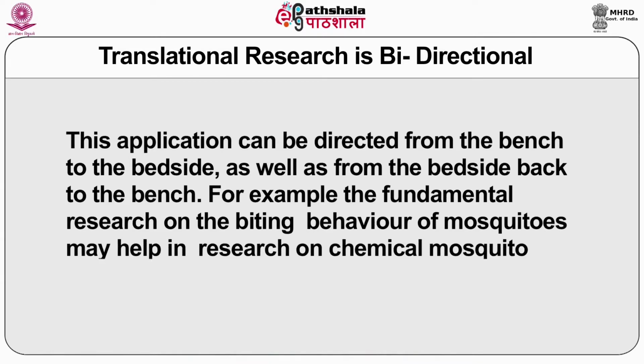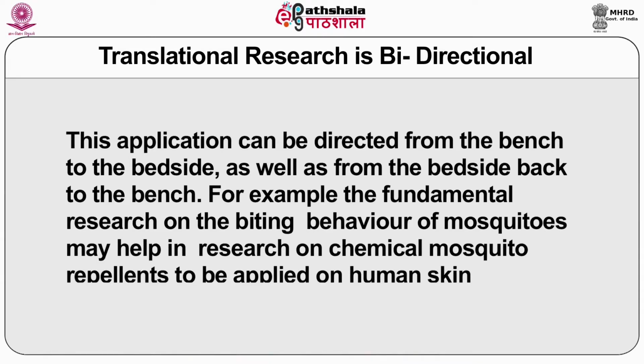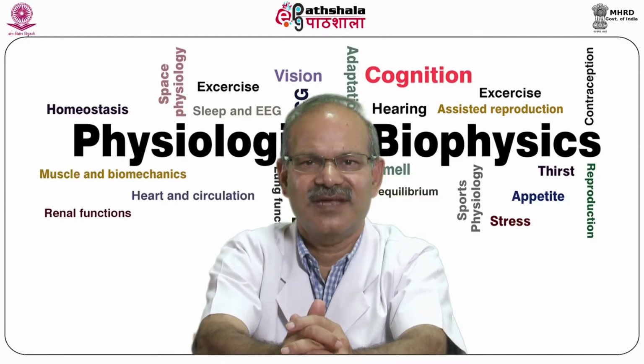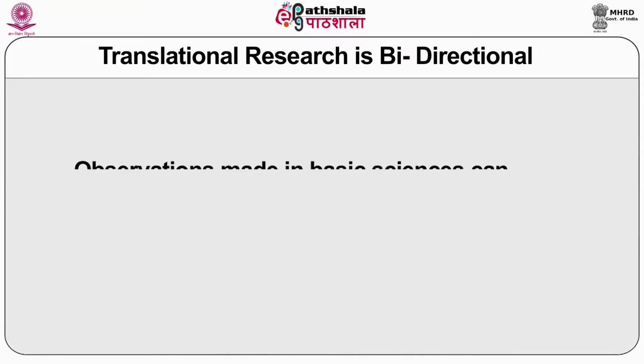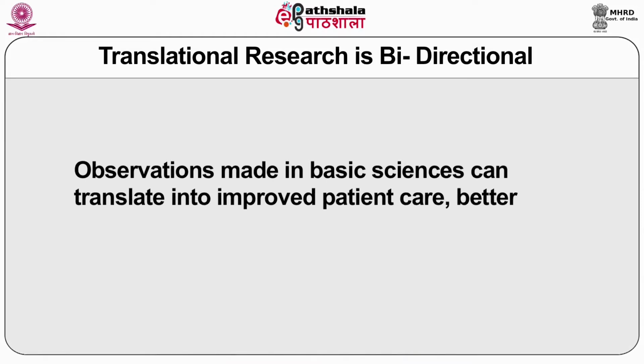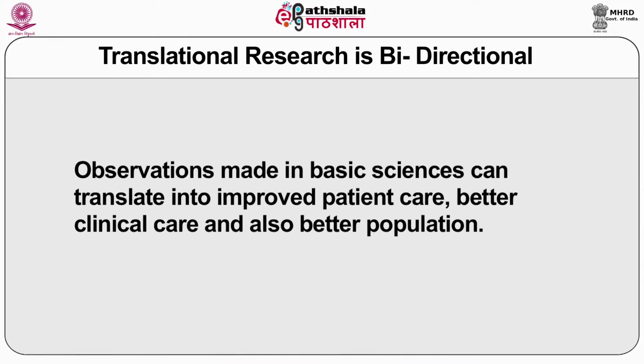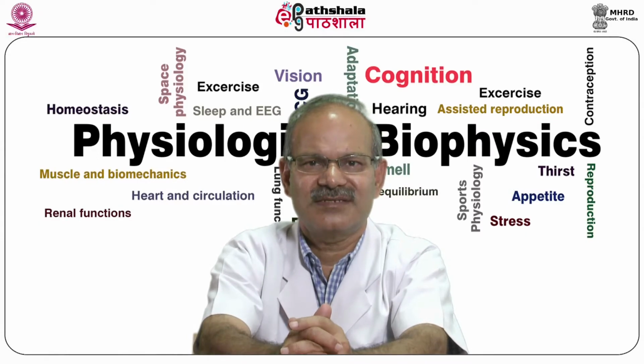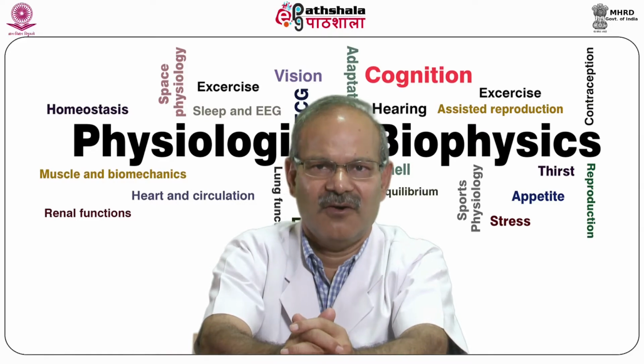For example, the fundamental research on biting behavior of a mosquito may help in research on chemical mosquito repellents to be applied to the human skin. So, several research can be done in this direction. Observations made in basic sciences can translate into improved patient care, better clinical care and also better population. The ideas from the basic sciences can also improve our lives and the functionality of all structures.